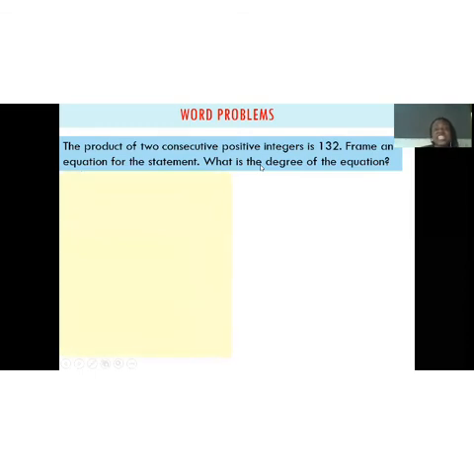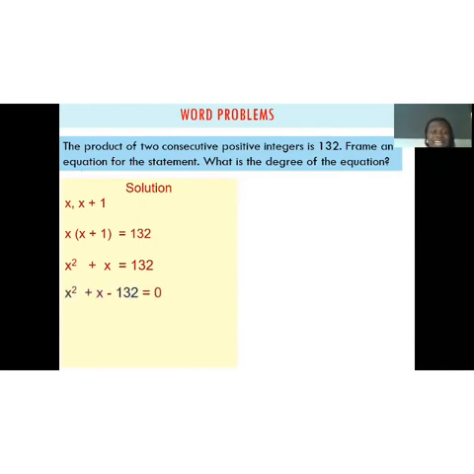Since we don't know these integers, let's say that the first one is x. Automatically the second one will be x plus 1, since they are immediately following each other. The question says the product is 132, so x times x plus 1 equals 132. If we open the brackets, x squared plus x is 132, so x squared plus x minus 132 equals 0.